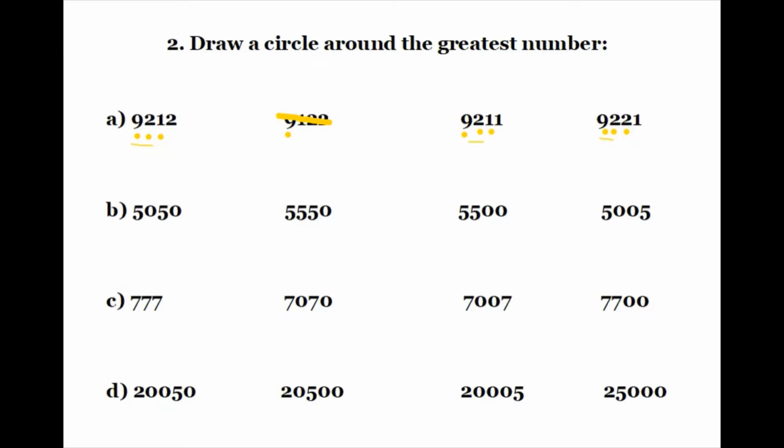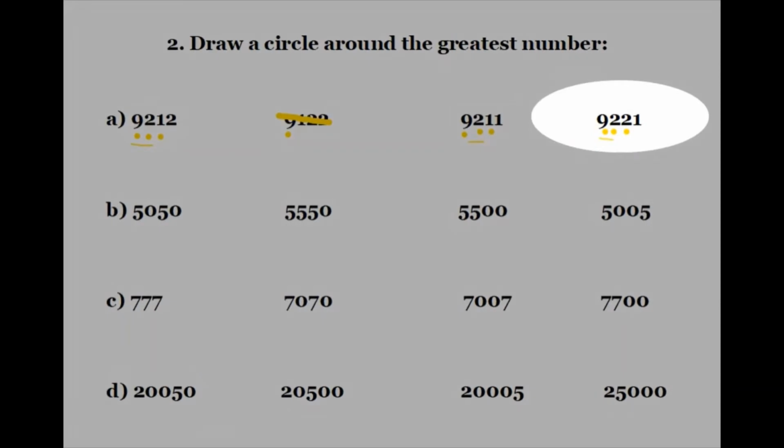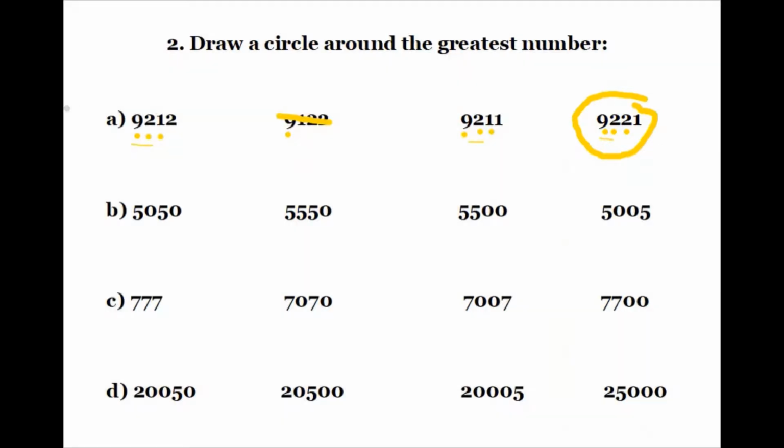In the first number, our third number is a 1, our third number is a 1, and our third number is a 2. So this one automatically becomes the bigger number. So yes, and the instruction was to circle the biggest number, which is 9,221. Then we move to B, our 2B.